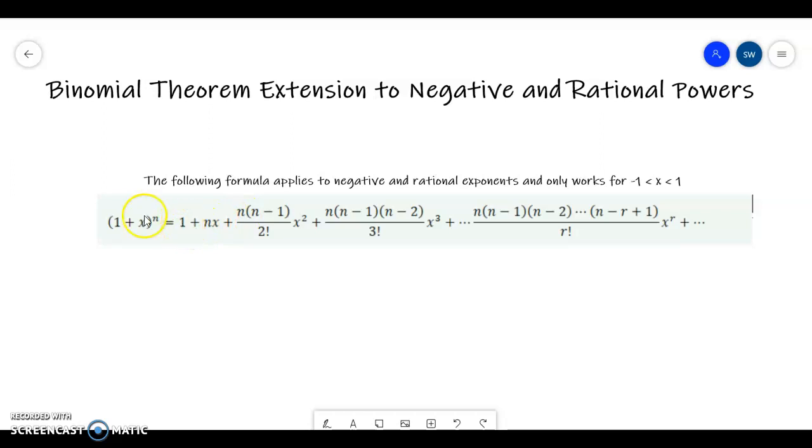So the first term is just 1, then it's n times x, and then it's this thing that looks like combinations. Well, it is combinations, where it's n times n minus 1 over 2 factorial, then x squared, and then we just continue the pattern. Now this happens infinitely. But most of the time the problems are just going to say, do up to this term, and we go from there.